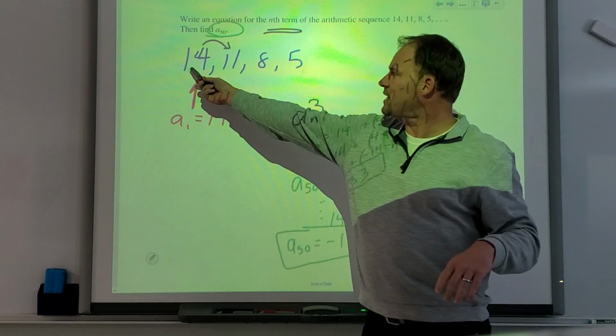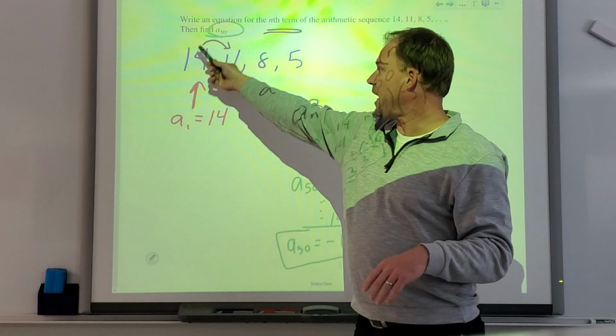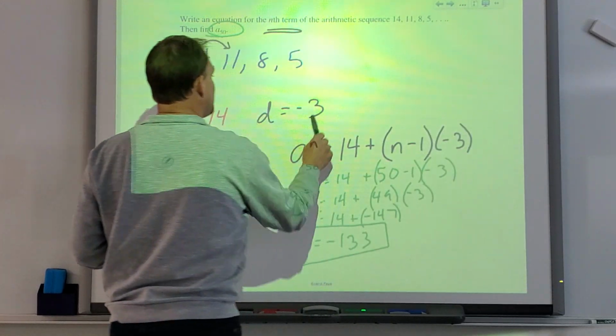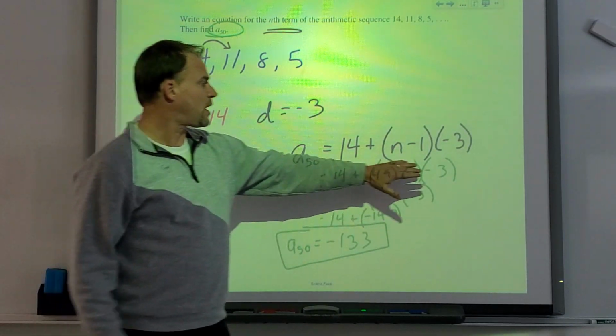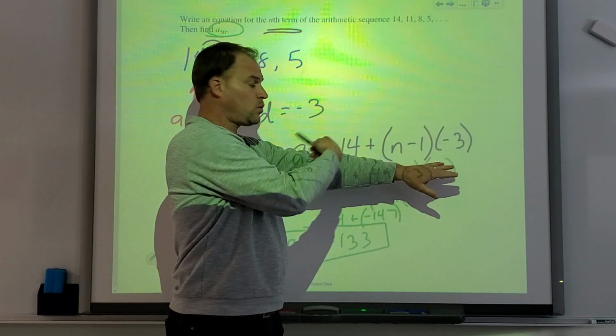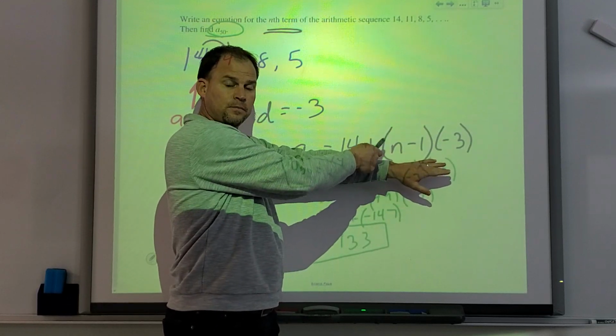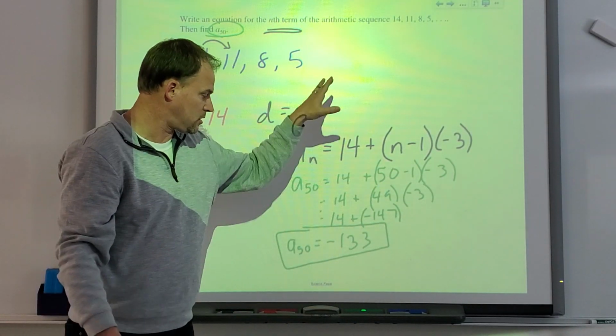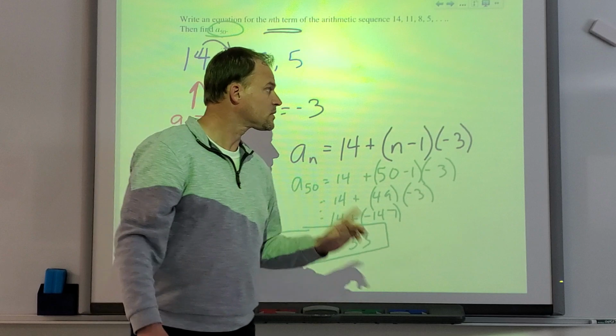So it gave me the sequence. I know the first number because it's the first number. I can find the common difference by looking. So then I write the initial equation with the n in it. Part 2, whatever term it's looking for, I plug into the problem and do the work. Next.